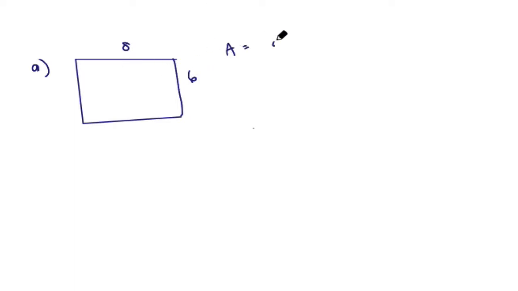Okay, in part A, we have a rectangular yard. So something like this, and it's 8 by 6. So the area here would be 8 times 6, so 48 meters squared.